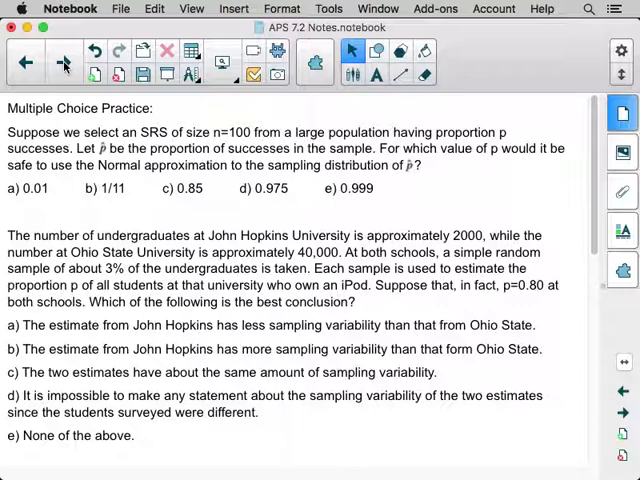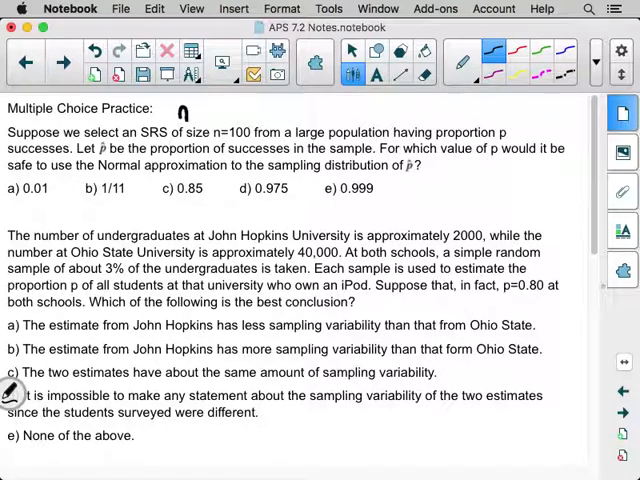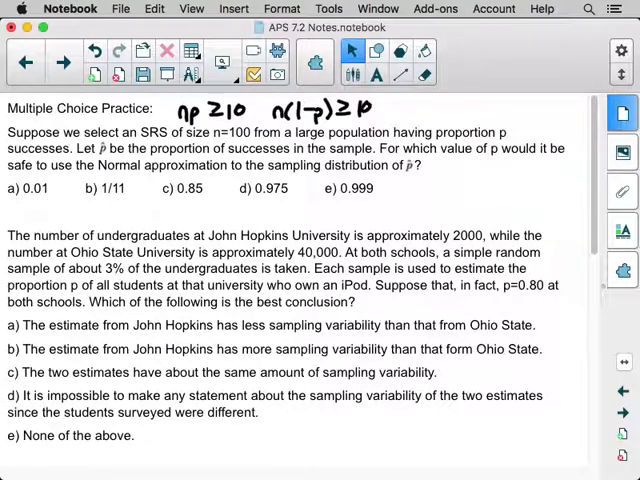All right, so a little multiple choice practice. Suppose we select a simple random sample of size 100 from a large population having proportion p successes. Let p hat be the proportion of successes in the sample. For which value of p would it be safe to use a normal approximation of the sampling distribution of p hat? Remember, to assess if it's good enough to be approximately normal, aren't these the 2 things that always have to be true?